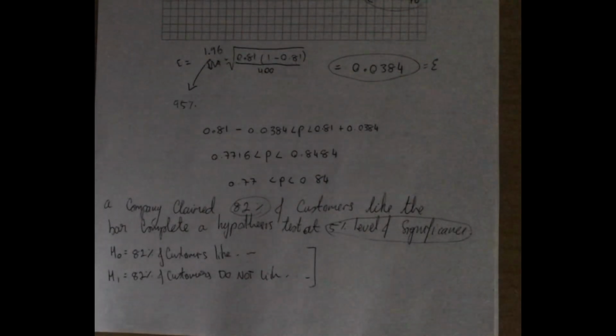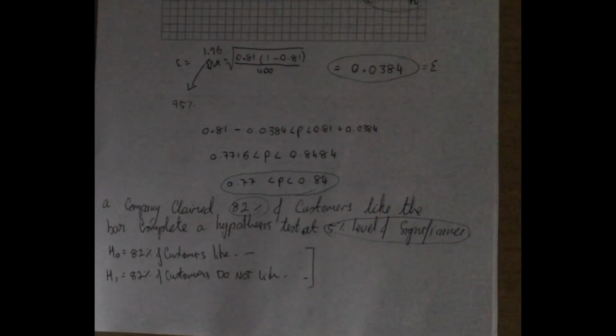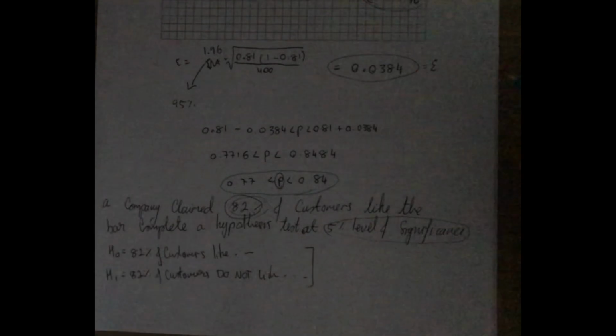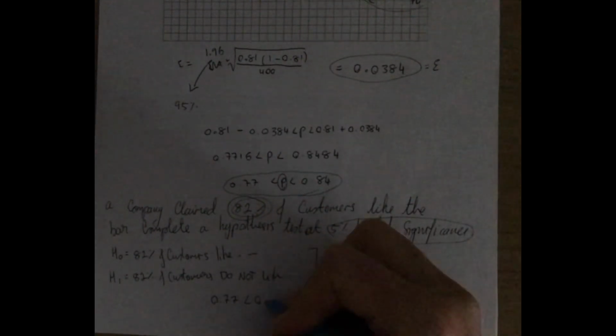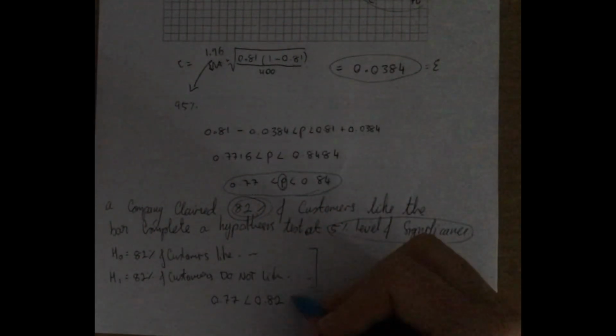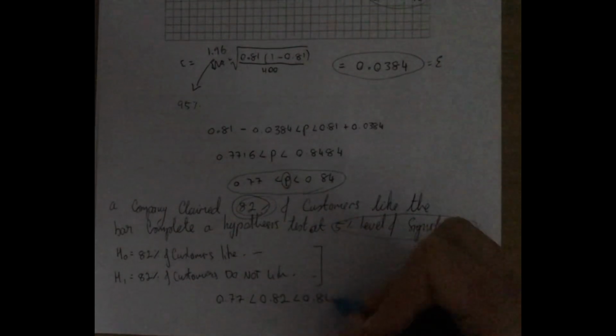Now, when this comes up, this links directly to the previous part of the question, where we came up with a 95% confidence interval. This is what we are going to follow. That is between 77 and 84. So for P, let's fill in our claim of 82%. We'll fill that in as a decimal. So we would say that this is 0.77 less than 0.82 less than 0.84.